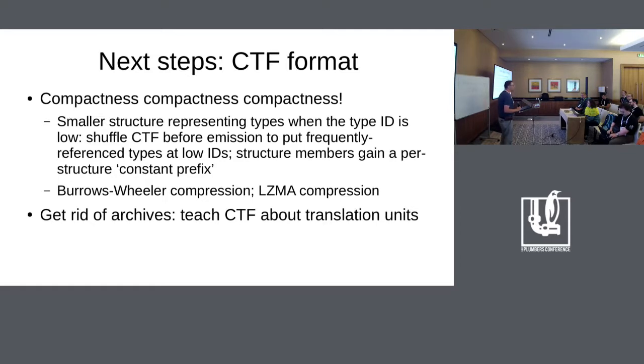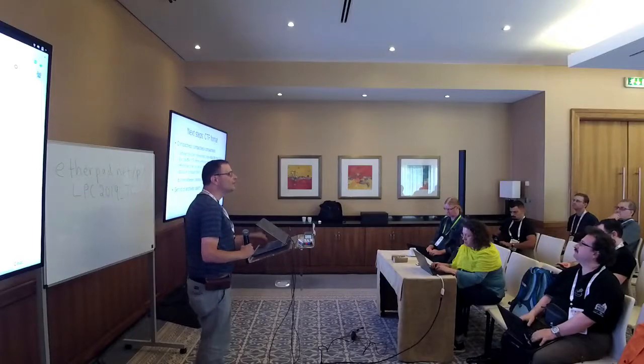I want to get rid of our archives. It was an ad hoc format. It's okay for gigantic use cases like the kernel, but for almost every other use case, it would be much more simple to just teach CTF what a translation unit is, so that you could have one dictionary with multiple types from different translation units in, which would mean they would magically share their string tables and so on and so forth, which would improve compactness more. So the parent-child relation of archives seems to make sense for modules. Oh yes, that's what we're currently doing.